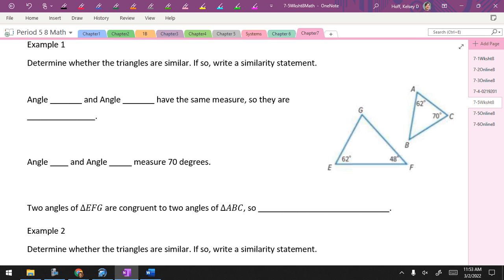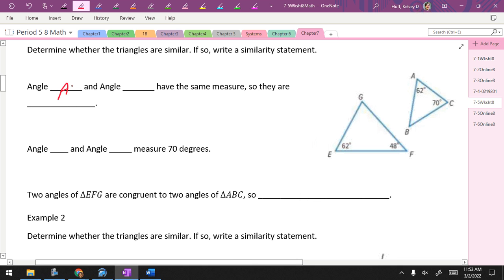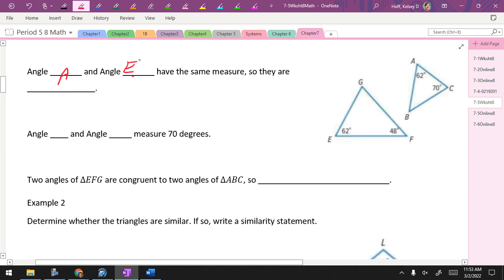Joel? Joel. What am I talking about? Jacob, I put your first name and last name together. Angle A and angle E are the same measure, so they are congruent. Nicely done.